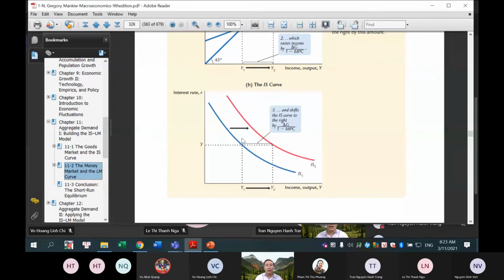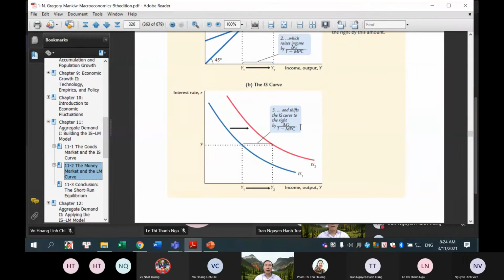And we also learned some factors affecting the position of the IS curve. You see that when the government spending increases by delta G like this, then the whole IS curve will shift to the right by this distance. Okay, and why we have this formula, we already explained last week, and you also did it in your exercise. So that is all we finished last week.